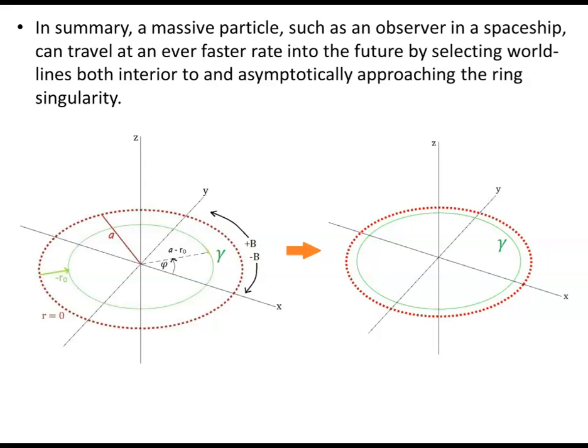Okay, so in summary, a massive particle such as an observer in a spaceship can travel at an ever faster rate into the future by selecting world lines both interior to and asymptotically approaching the ring singularity. Now I went from 0.1 of A, so 0.1 of this value here, and I took it down to 1,000th of that value, but I could go smaller again and get ever closer to the speed of light, and so boost the factor by which I can travel into the future. All right, that's it.